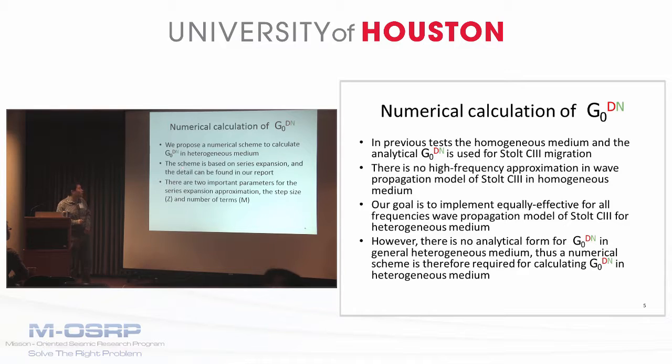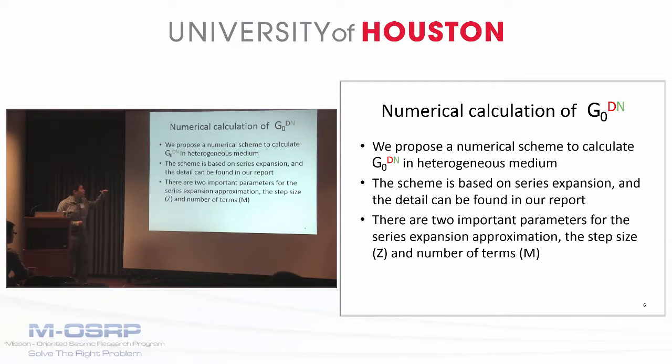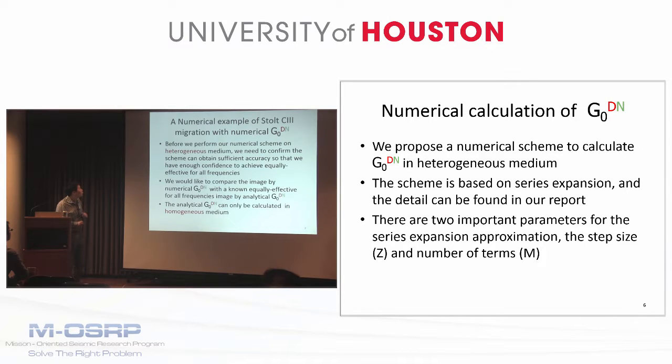And the scheme is based on the theory expansion method, and the detail can be found in our report. As I promised, I didn't put the whole math derivation here to make the talk brief. But one thing I want to mention is there are two important parameters for the theory expansion approximation. One is step length, and one is number of terms. Our goal is to apply this numerical scheme on the heterogeneous case.